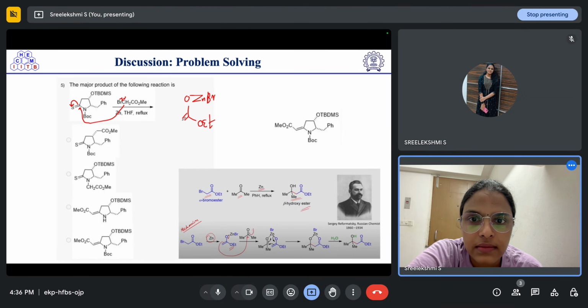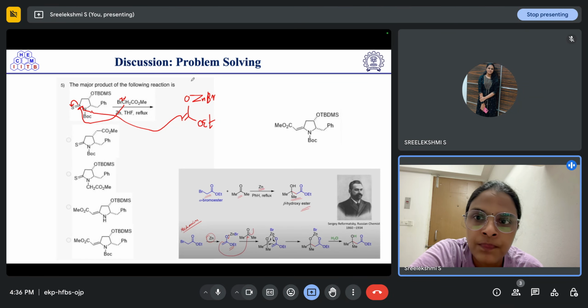Then what is happening, this will be attacking over this particular sulfur, whatever I showed here. That's the ender, and then this sulfur can coordinate with the zinc of the second molecule, and that oxygen can coordinate with the zinc, so it will form this kind of an intermediate, and then in the presence of H2O, it will be forming this compound.